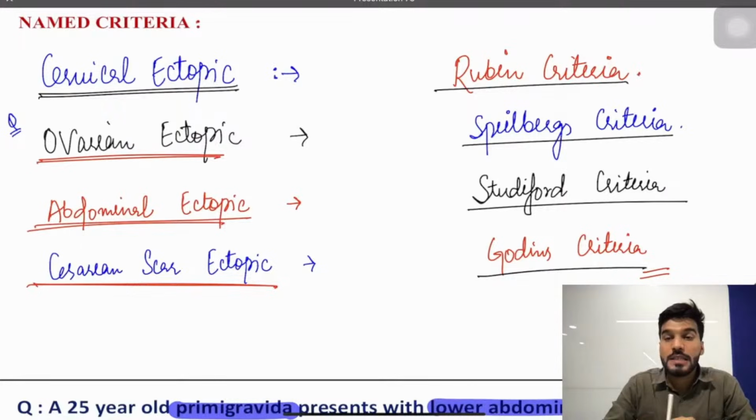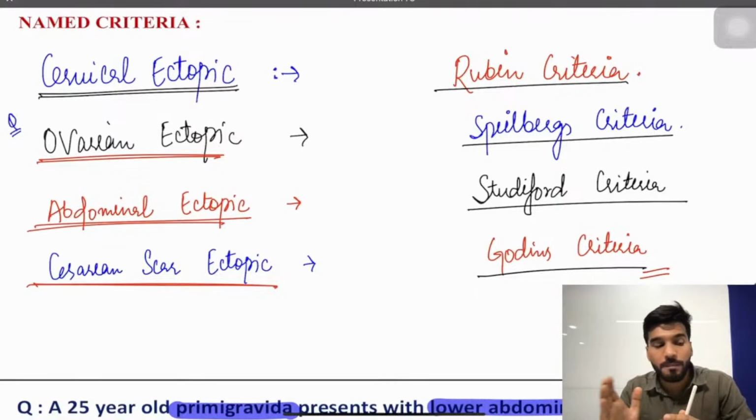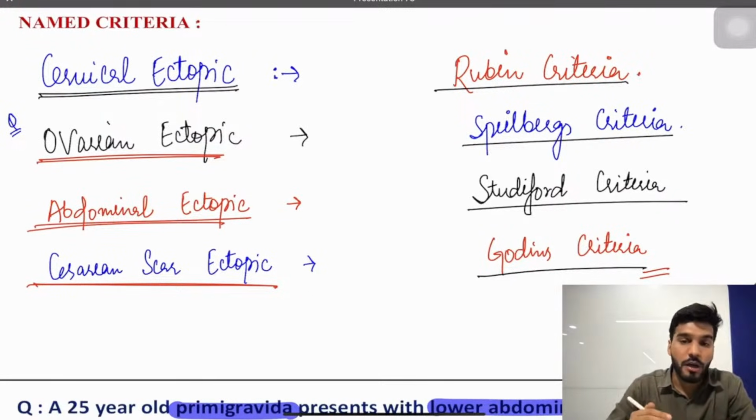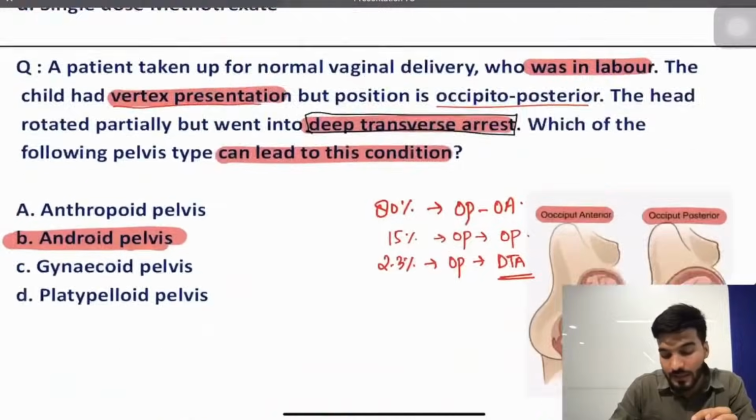Investigation of choice is TVS, and the gold standard is laparoscopy. If the investigations are inconclusive at 6 weeks, you go with the beta HCG levels. If these beta HCG levels are doubling in 48 hours, this is a classical case of an intrauterine pregnancy. If it is increased by 33% after 2 days, it's a case of an ectopic pregnancy. If there is a fall by 50%, that's a case of abortion. Is that clear? Everything is clear till now?